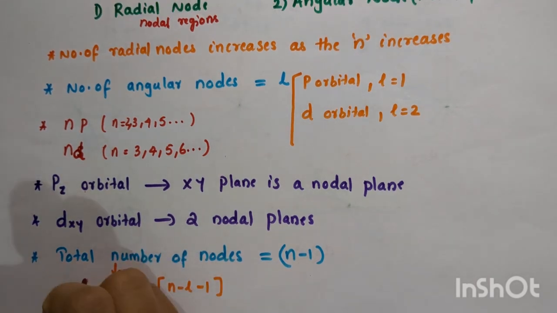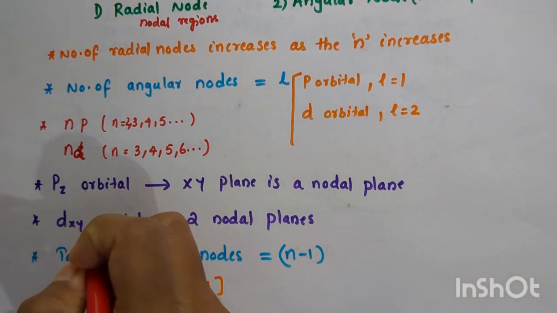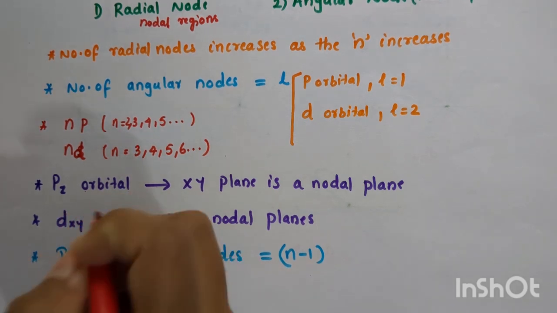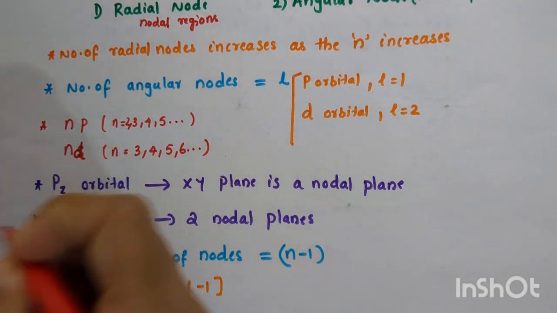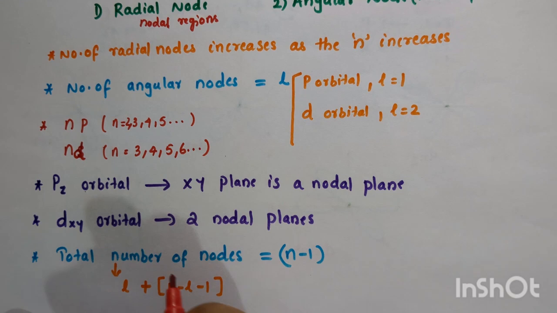So, in this video, we have discussed the shapes of atomic orbitals. Specifically, we have discussed the s orbital, p orbital and d orbital. I hope it is clear to you.